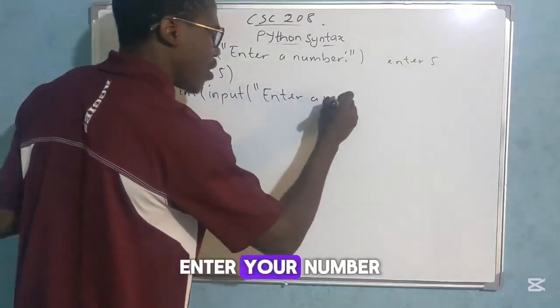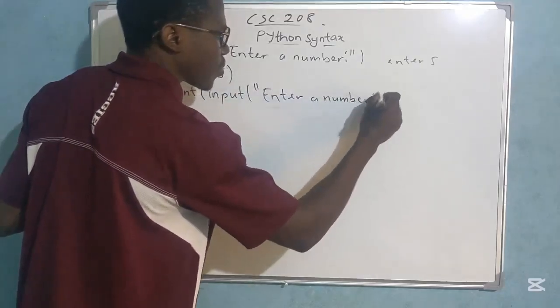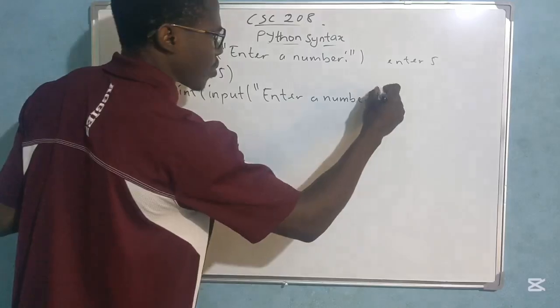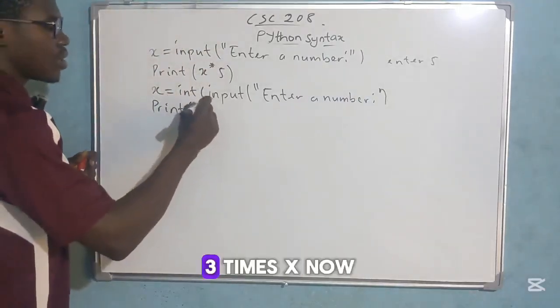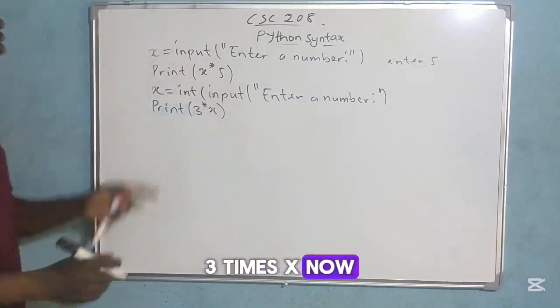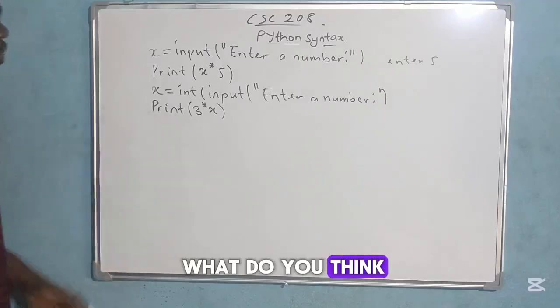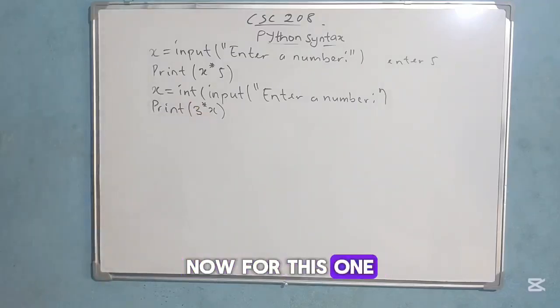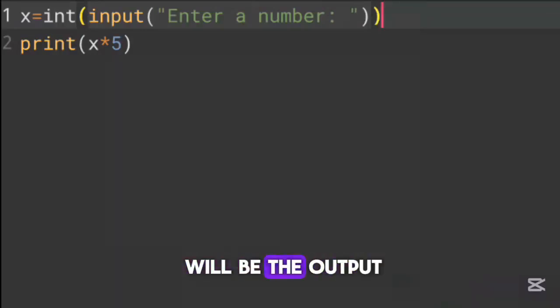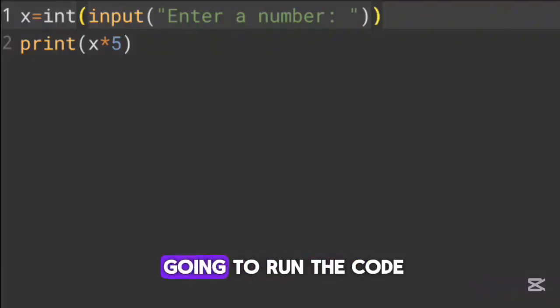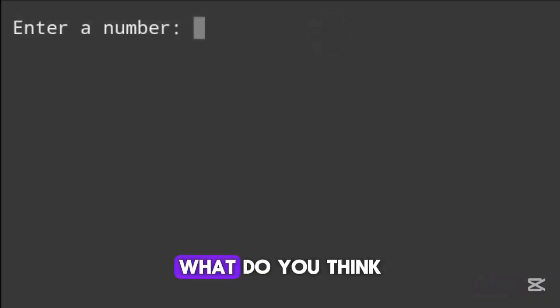Enter a number. Then we have print x times 5. Now, what do you think will be the output now for this one? I'm sure the majority of you will have already guessed what will be the output. What do you think will be the output? Write it down. I'm going to run the code. What do you think will be the output if I write 5?